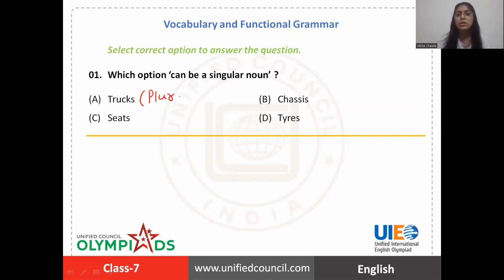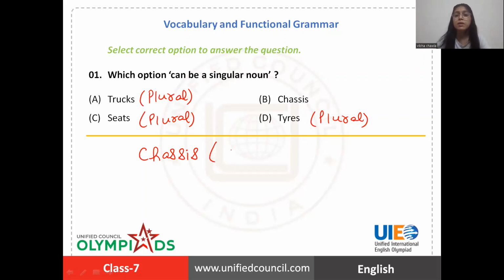Trucks. Trucks is a plural noun because the singular of trucks is truck. Seats is also a plural noun because its singular is seat. If I talk about tires, it is also a plural noun because singular of tires is tire. But if we look at option B, chassis. Chassis is same in singular as well as plural form.